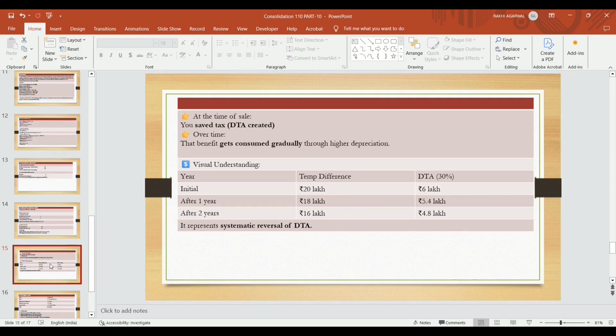Initially the temporary difference is 20 lakhs and DTA recognized is 6 lakhs while consolidating. After 1 year the temporary difference becomes 18 lakhs and DTA is reduced by 60,000, that is 0.6, so it becomes 5.4 lakhs. After 2 years the temporary difference becomes 16 lakhs and it is reduced by 0.6, 5.4 minus 0.6, so it becomes 4.8 lakhs. It represents the systematic reversal of deferred tax assets.